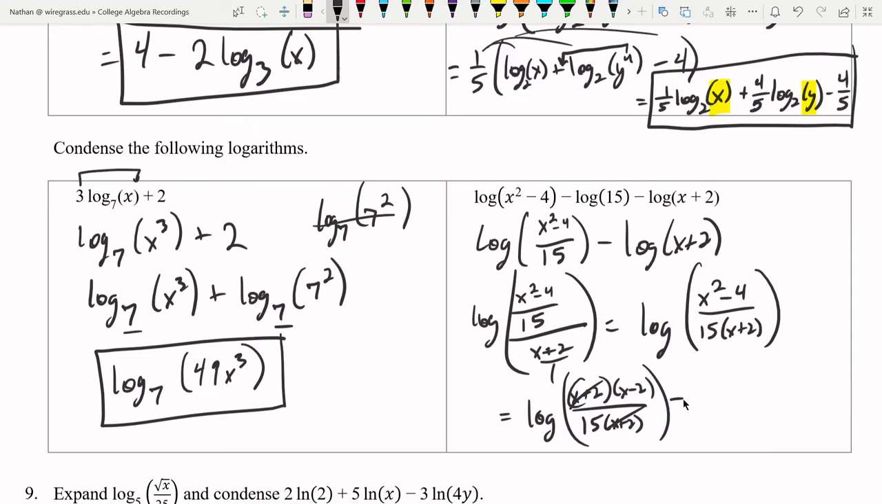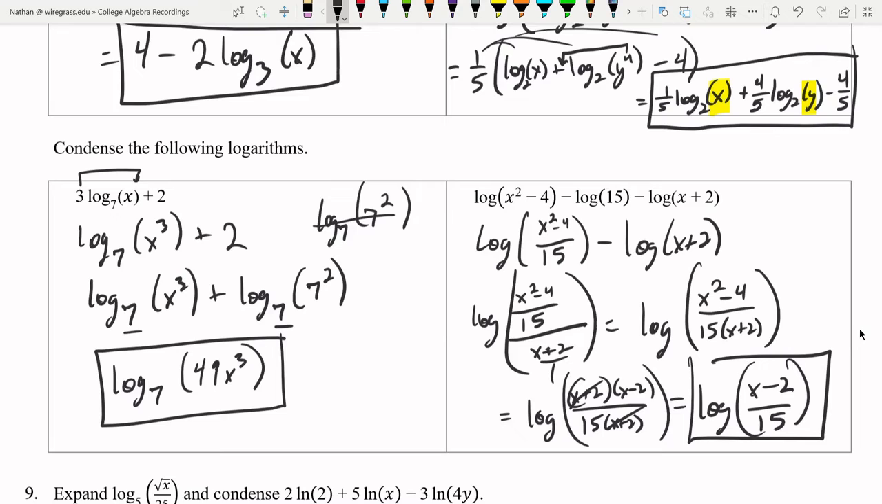And you can see I can cancel those. So we get log x minus 2 over 15. And that, I would say, is simplest form. Of course, when we do this canceling, x cannot equal negative 2.